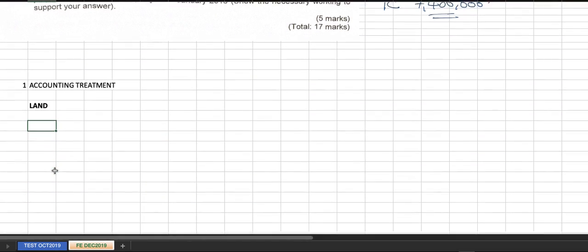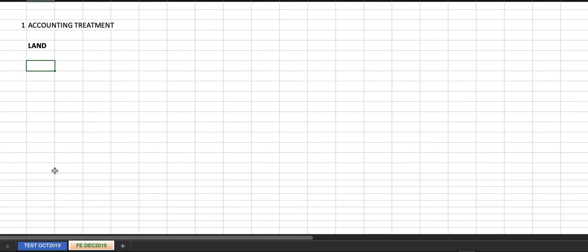Okay, make it bigger. So for land, now you are referring to your timeline. I hope that you drew the timeline together with me just now. So land, you need to answer the accounting treatment for the year ended 31st December 17. So we are just focusing on your timeline from 1st January until 31st December 17.